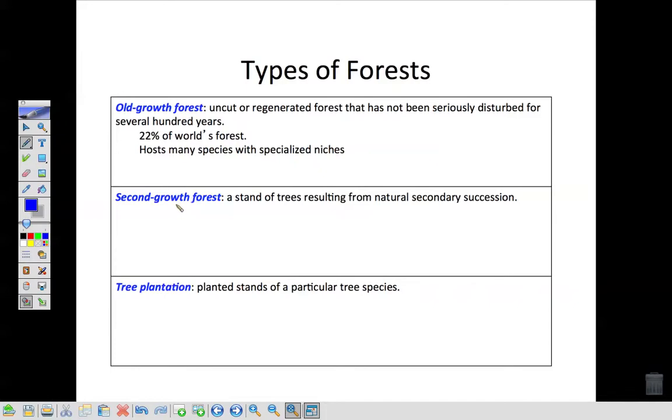Next, you have second growth forests. So this is a stand of trees resulting from natural secondary succession. And just a reminder, secondary succession means that there was a disturbance, but the soil remained. Right, so this would be things like from a fire or from abandoned farmland.